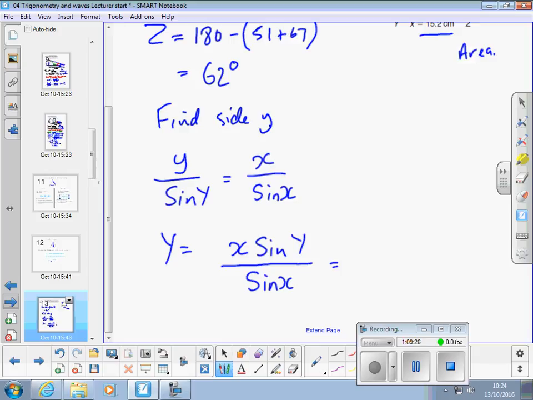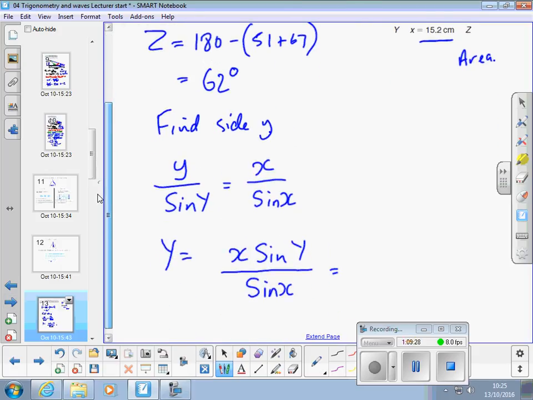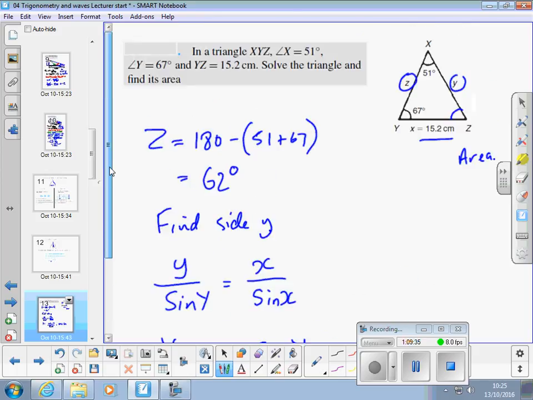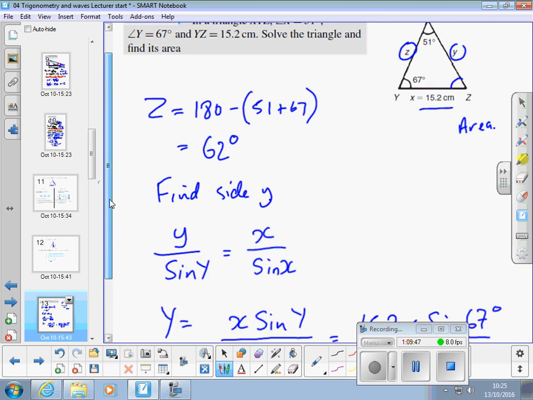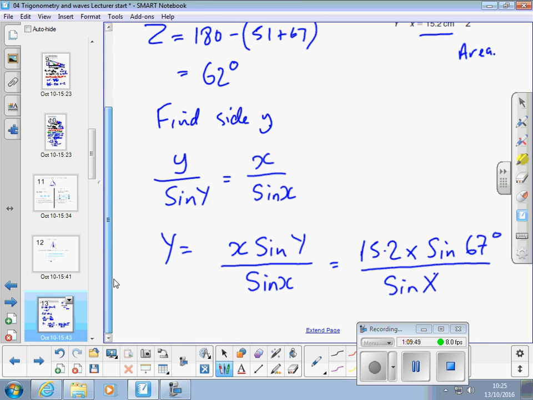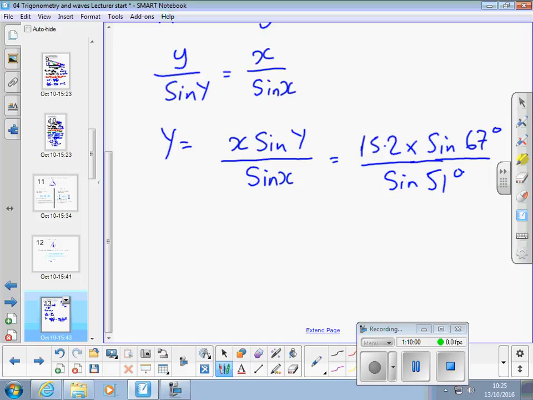X is 15.2 times the sine of the angle Y, 67 degrees, all divided by the sine of the angle X, which is 51 degrees. Plug that in your calculator and you should get a result.